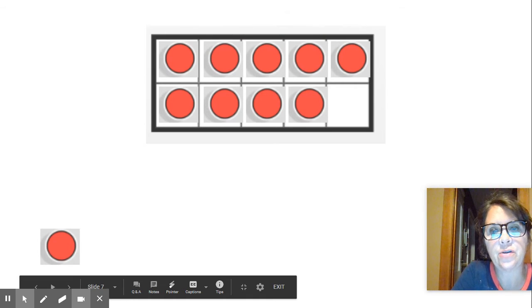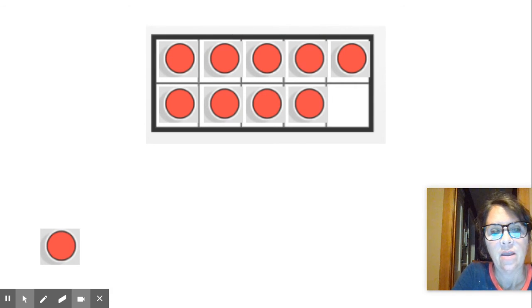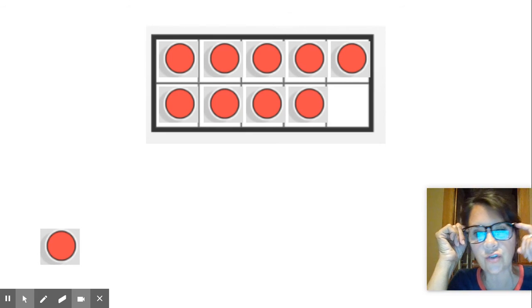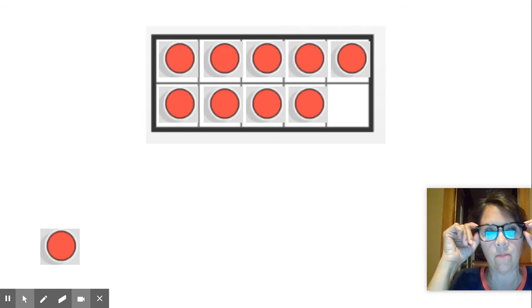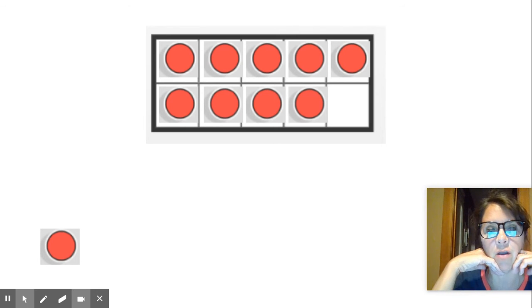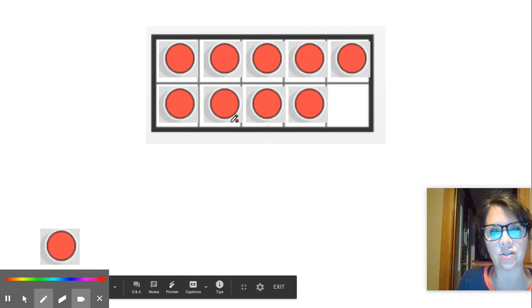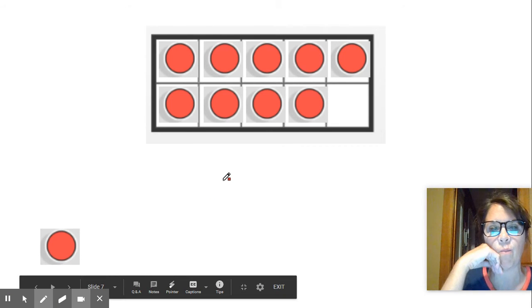Okay, erase your boards. Let's try another one. So on your board, I want you to write down how many red circles we are starting with. Some of you may be counting them by ones, or you're thinking in your head that the 10 frame is almost full, except for 1. So that could be another way to figure out how many there are. So once you know how many there are, write your answer on your board.